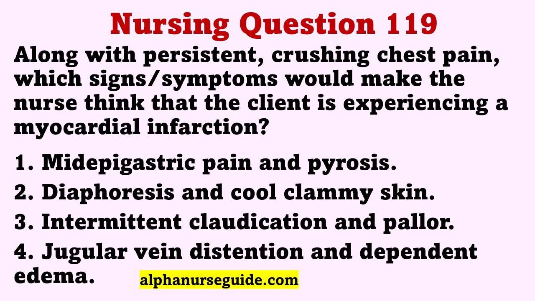Diaphoresis is a systemic reaction to the MI. The body vasoconstricts to shunt blood from the periphery to the trunk of the body. This, in turn, leads to cold, clammy skin. Mid-epigastric pain would support a diagnosis of peptic ulcer disease. Pyrosis is belching. Intermittent claudication is leg pain secondary to decreased oxygen to the muscle, and pallor is paleness of the skin as a result of decreased blood supply. Neither is an early sign of MI. Jugular vein distension and dependent edema are symptoms of congestive heart failure, not of MI.